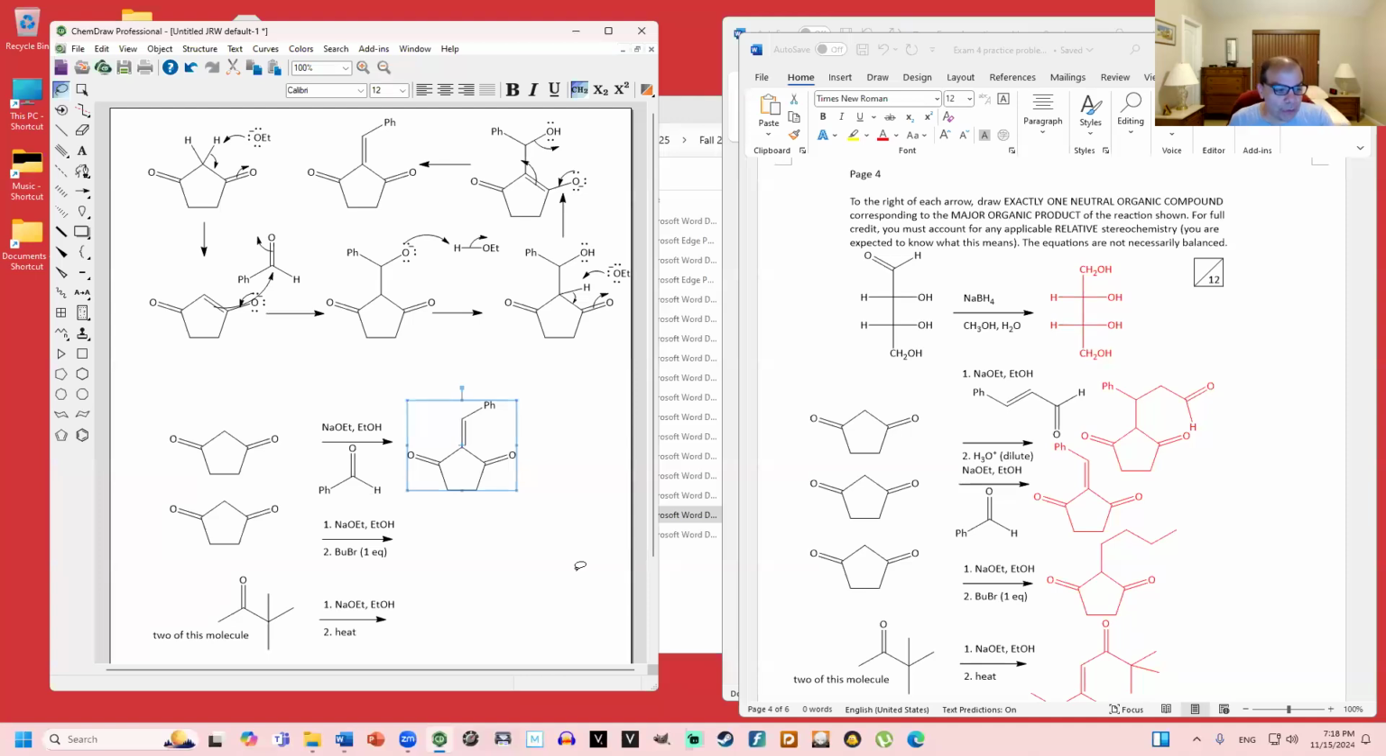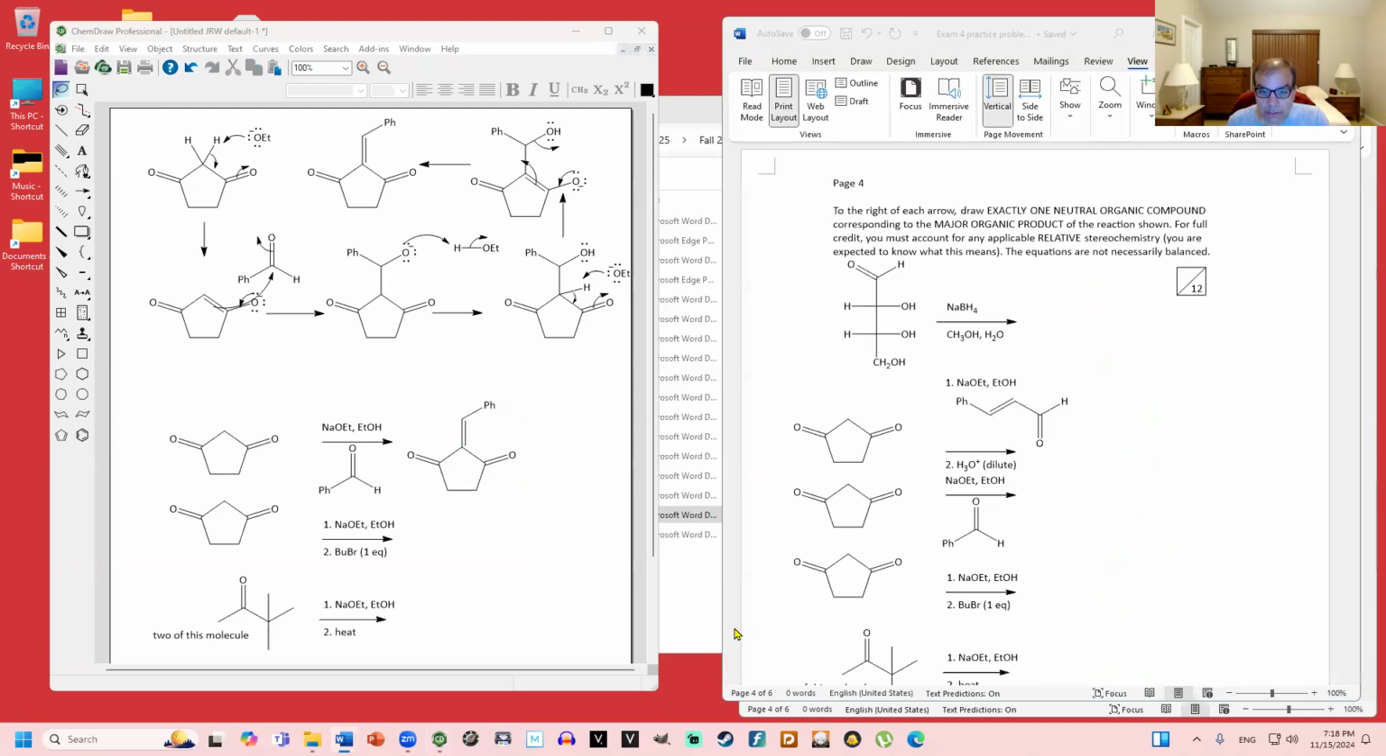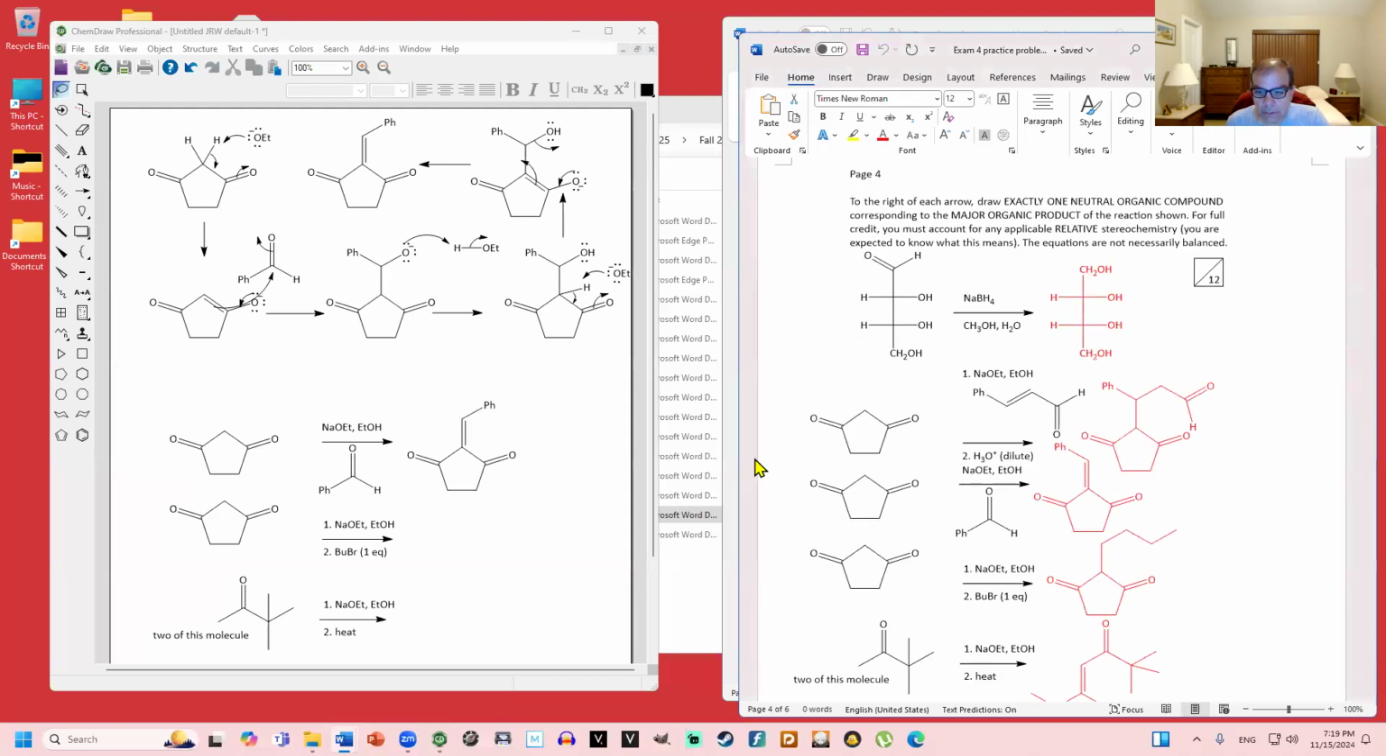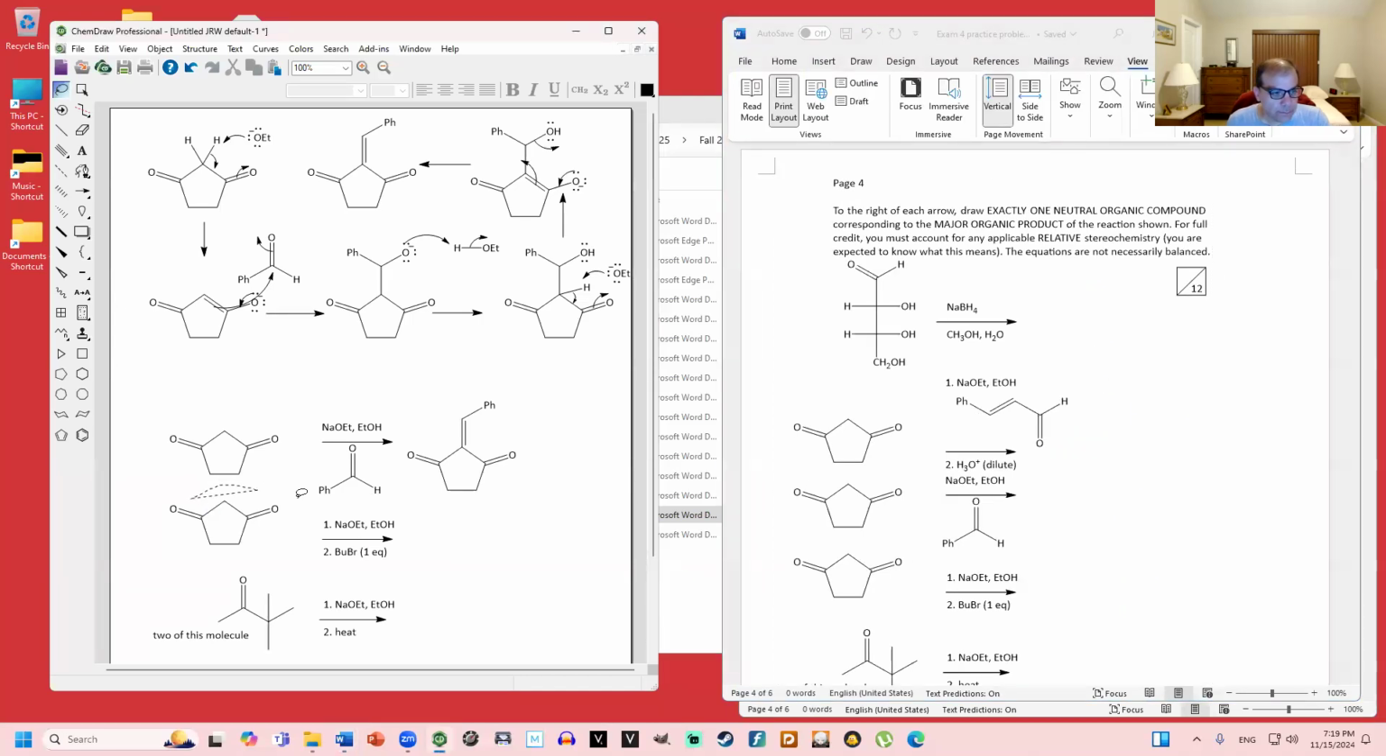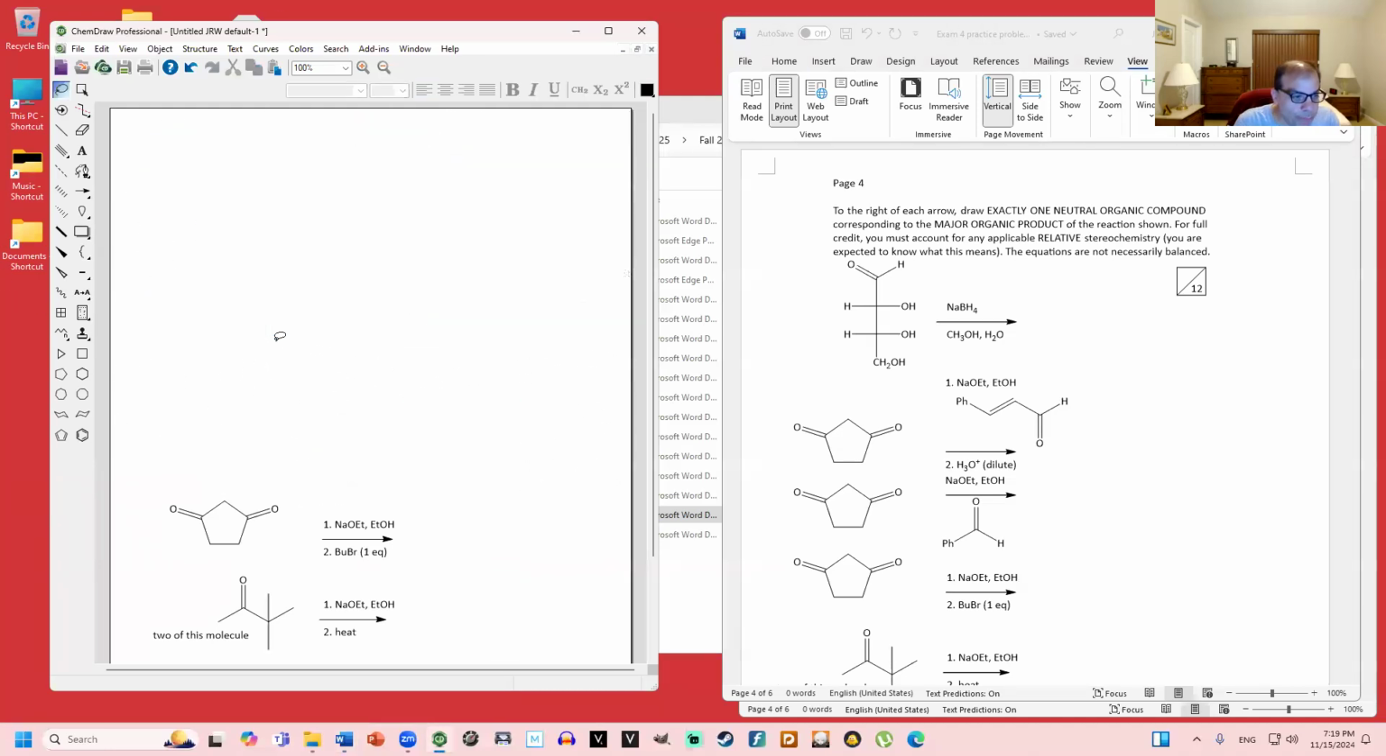It's just another aldol reaction. Well, I shouldn't say another aldol reaction. I think that's the only aldol reaction on this page. So that's the product that I would expect. Yep. Now, as for the next one, this one I don't think we even need to write the mechanism. The first step is going to form the very same enolate.